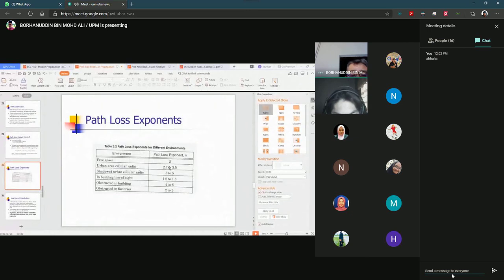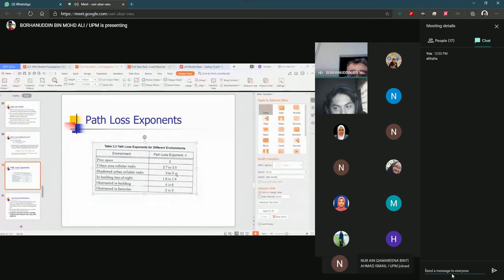Now, the others are like this, typically. Urban area cellular radio, urban maybe Serdang, is 2.7 to 3.5. Shadowed urban cellular radio, maybe the center of KL, KLCC, where there are tall buildings, is 3 to 5. In building, as I mentioned, you may have one direct line of sight, so some signals can be strengthened. It becomes like what they call a waveguide. Signals propagate and strengthen each other, and therefore its exponent is even less than free space. It's almost like they have a gain: 1.6 to 1.8, as opposed to the normal free space, which is 2.